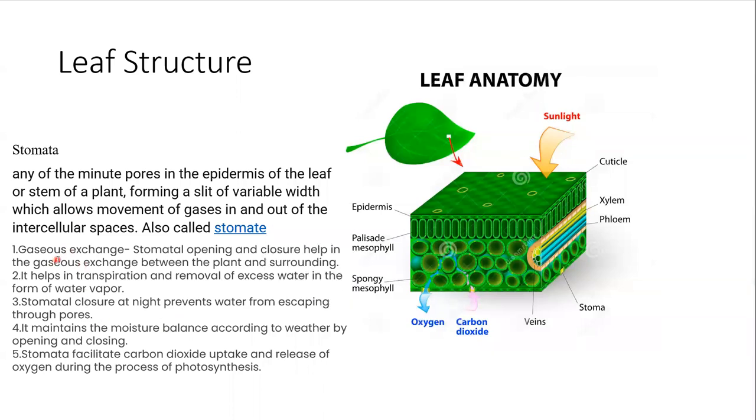So the stoma: stomatal opening and closure helps in the gaseous exchange between the plant and the surrounding environment. It helps in transpiration and removal of excess water in the form of water vapor. Stomatal closure at night prevents water from escaping through pores. Now, this is a generalization; most plants do it this way. We're going to look at some examples of alternate times when stoma are open, which is also kind of interesting. It maintains the moisture balance according to weather by opening and closing.